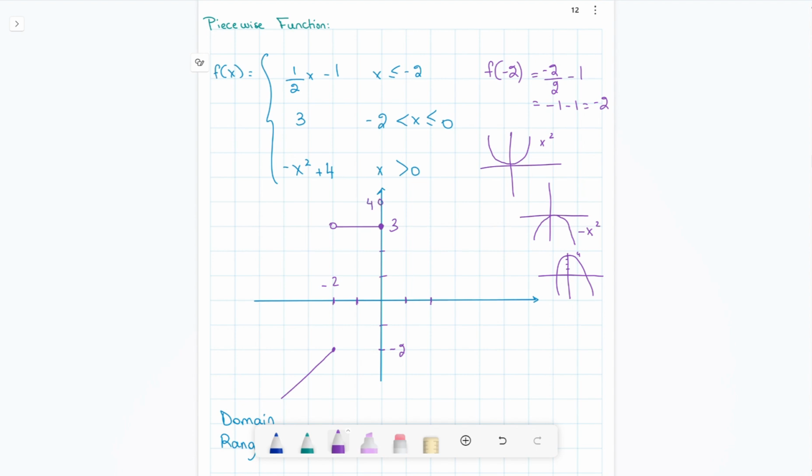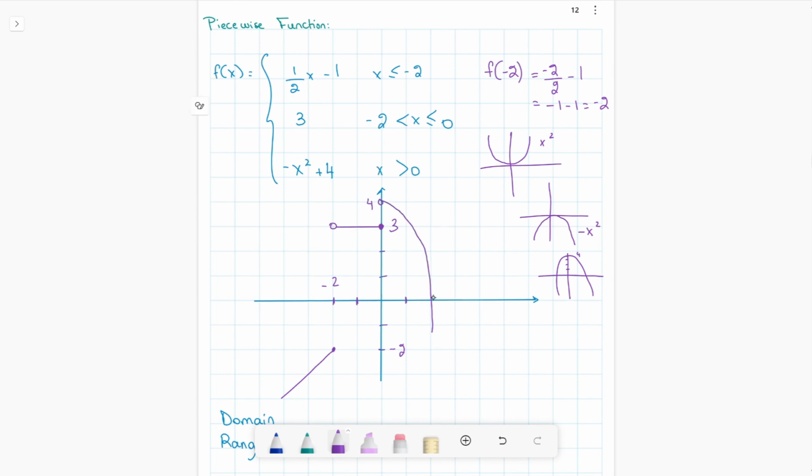I have 4 here. Again, it's an empty circle because x equal to 0 is not included in here. It's just when x is greater than 0. So I draw this part of the parabola.